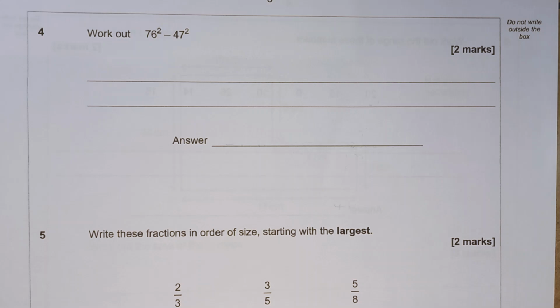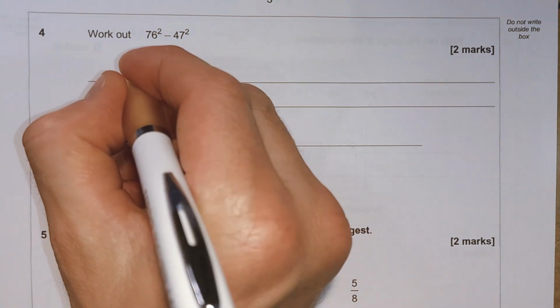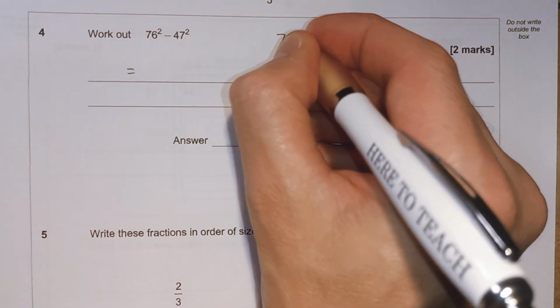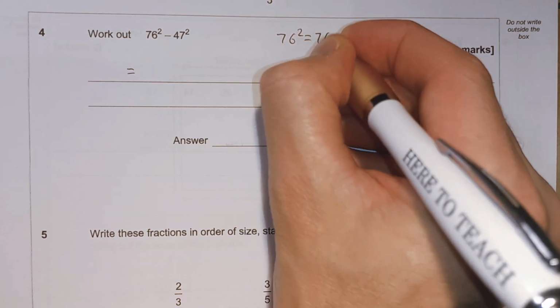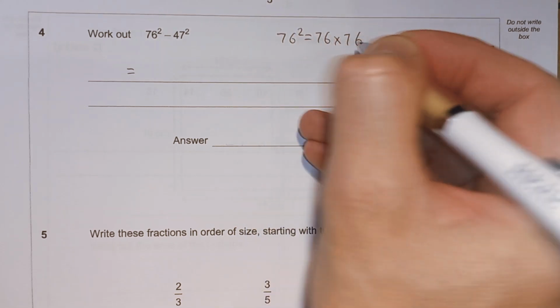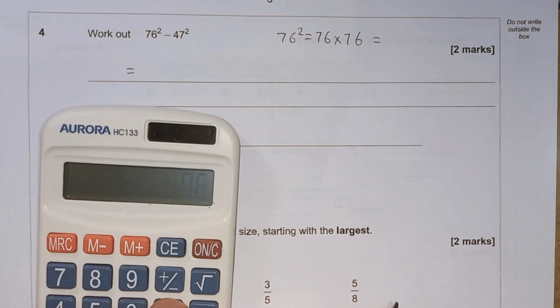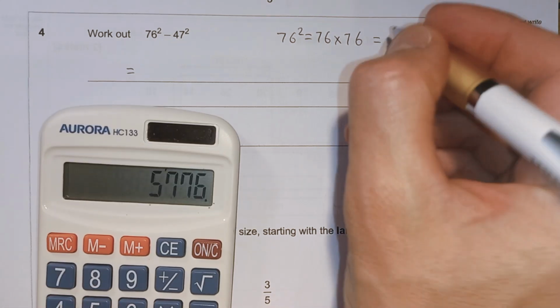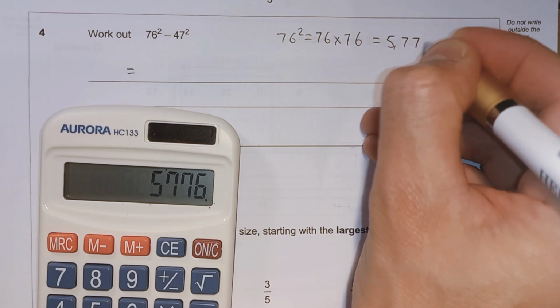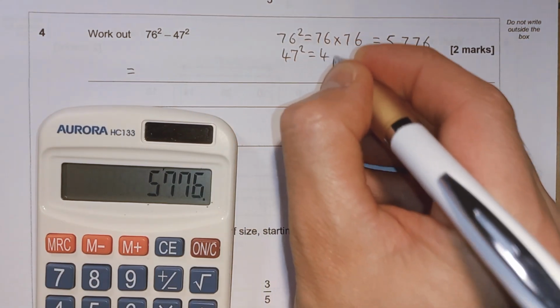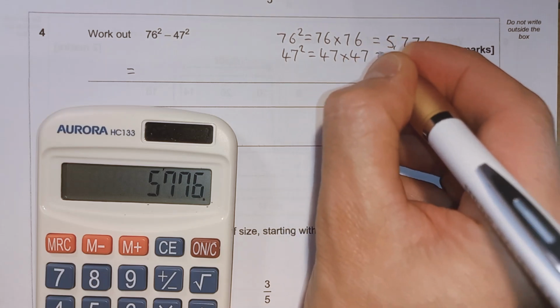Question 4. Work out 76 squared minus 47 squared. Okay, so, well actually let's do them separately. Well, 76 squared means 76 times 76. So we can take the calculator for this. 5,776, and we'll do the same with 47 squared. So that's going to be 47 times 47.